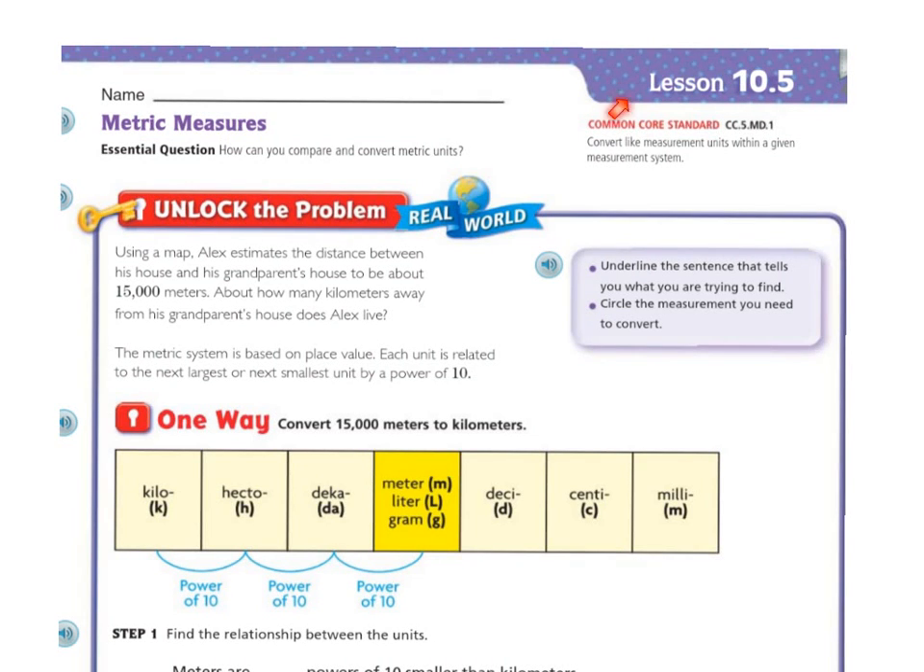Good morning. Today's lesson is 10.5, metric measures. Our essential question: how can you compare and convert metric units? So let's unlock the problem.